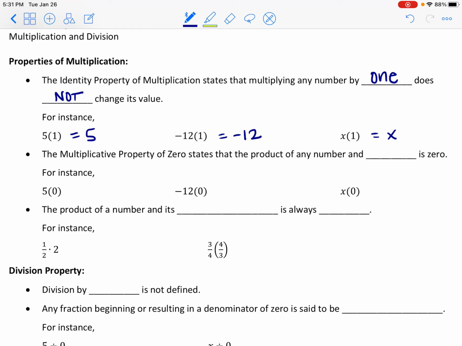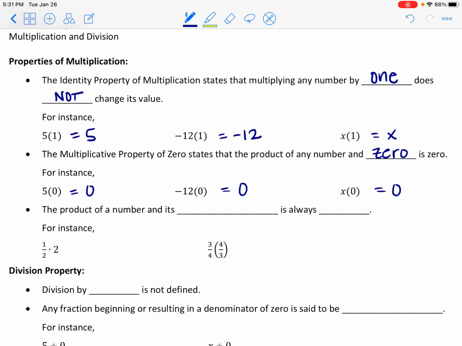Then we have the multiplicative property of 0, which basically states what happens anytime we multiply a number by 0. So the product of any number and 0 is going to be 0. So 5 times 0 is, I was about to put 5 there. 5 times 0 is going to be 0. Negative 12 times 0 is going to be 0. And x times 0 is going to be 0.